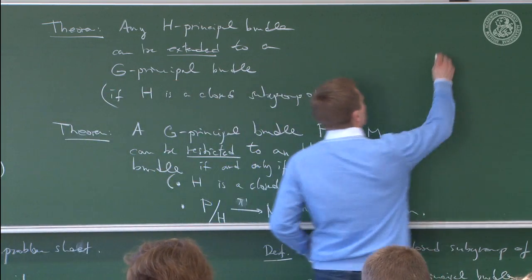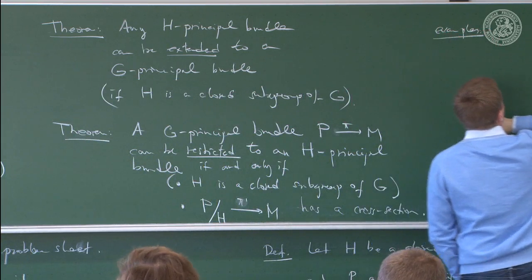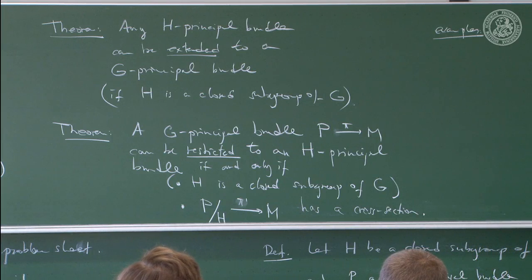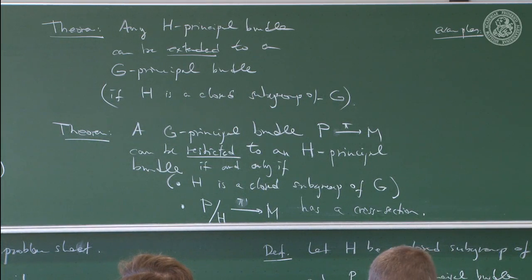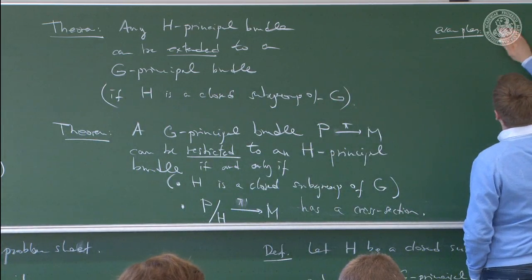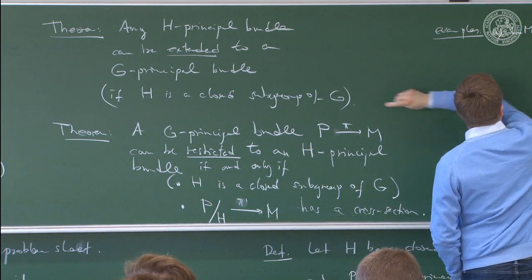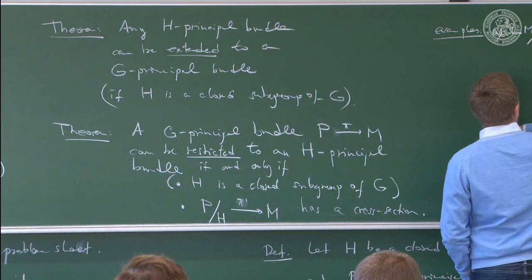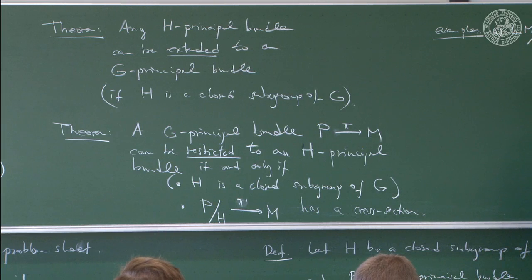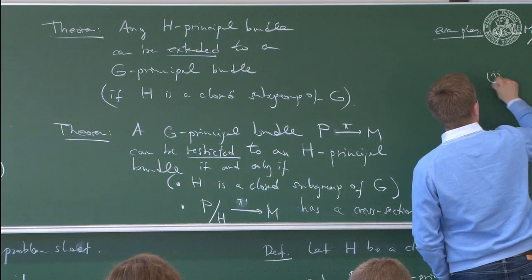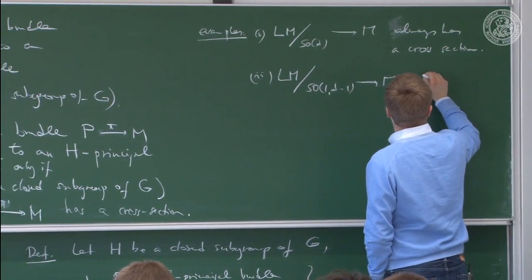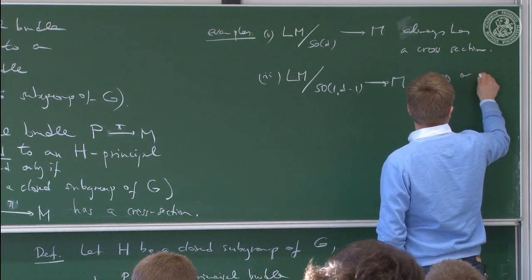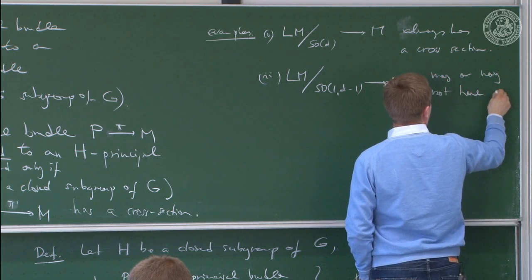And so examples, the two before. If I take the examples 1 and 2, LM mod SO3 to M always has a cross section, and LM mod SO(1,d-1) to M may or may not have a cross section.